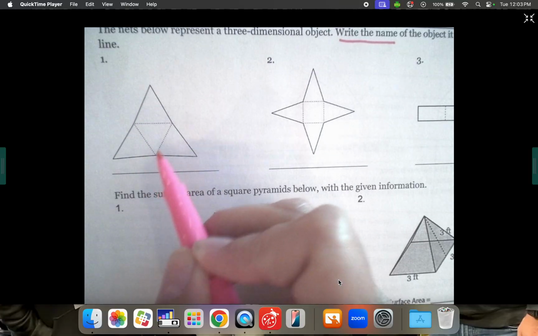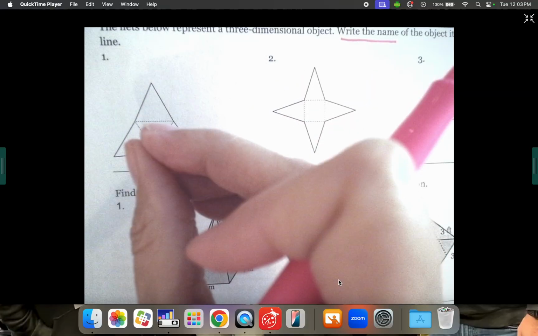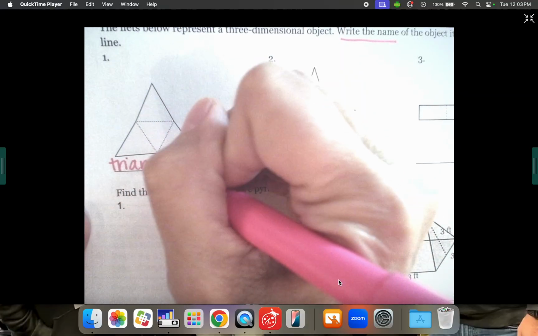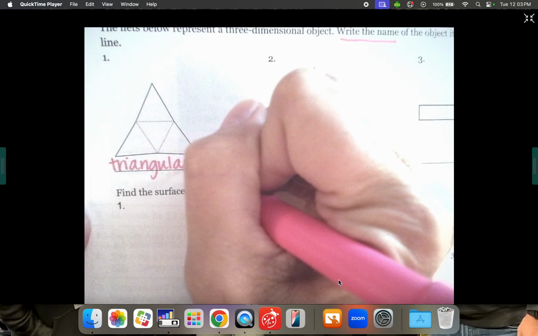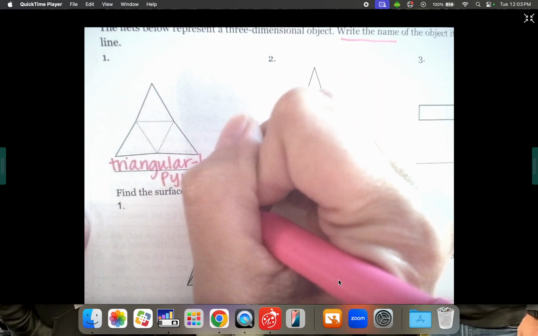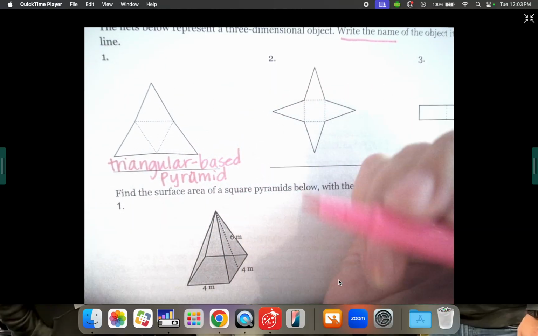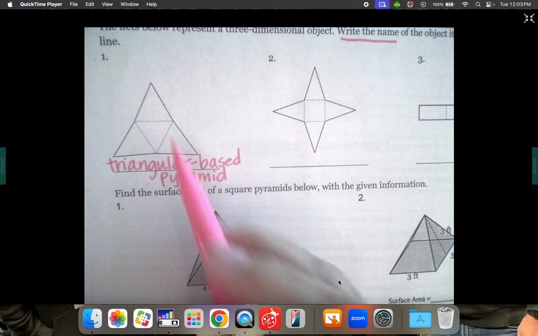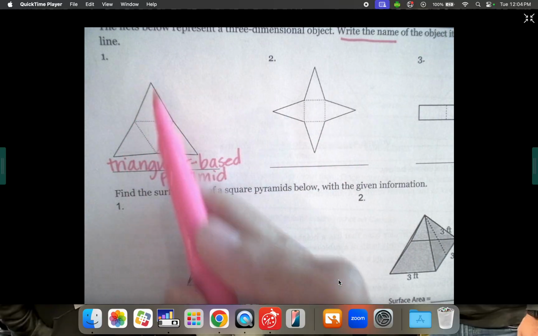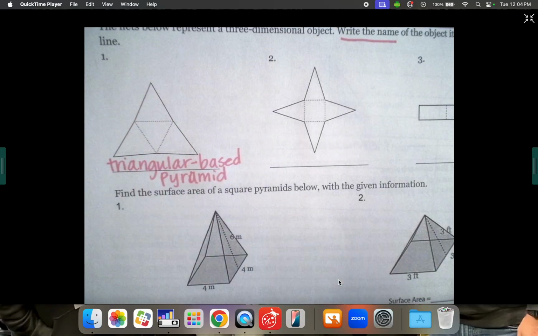So just FYI, if you fold each of these triangles up, it will make a pyramid. And so this is a triangular based pyramid. If you put just pyramid, that's okay, but it is a very specific pyramid that makes this one different than this one. So this pyramid, when you fold it up, it's sitting on the base of a triangle, which is why it's a triangular base pyramid.